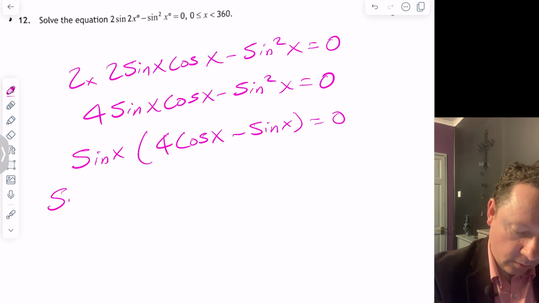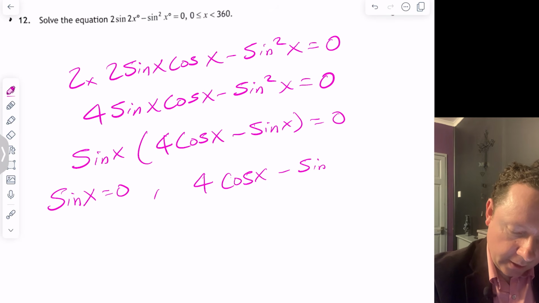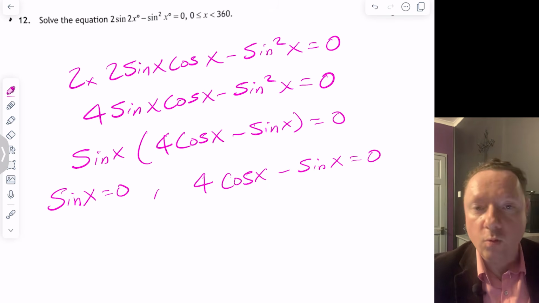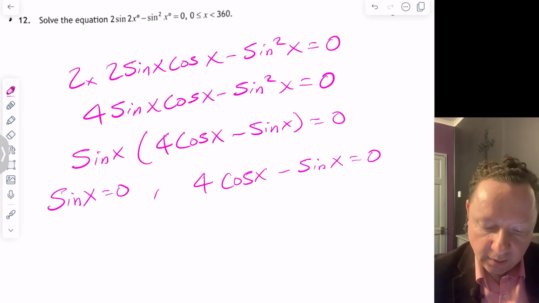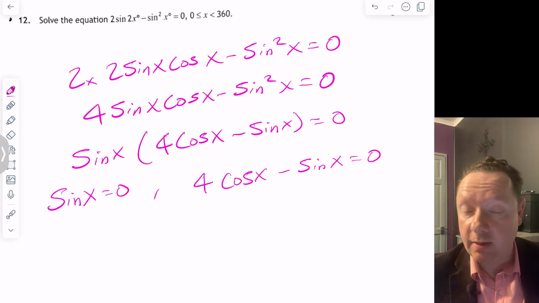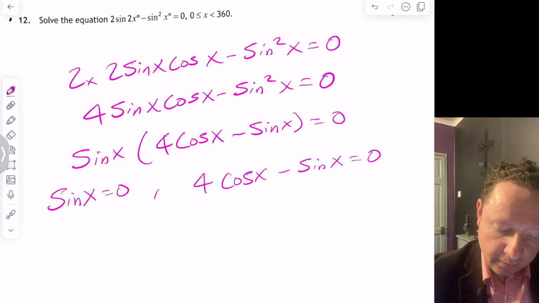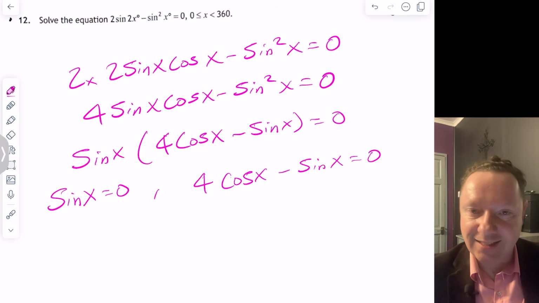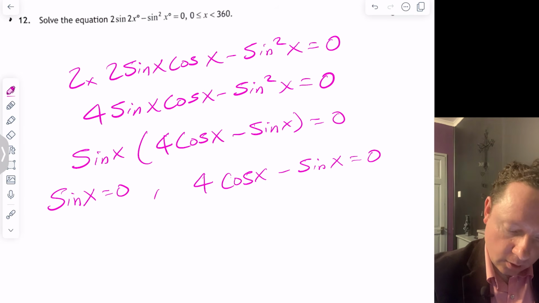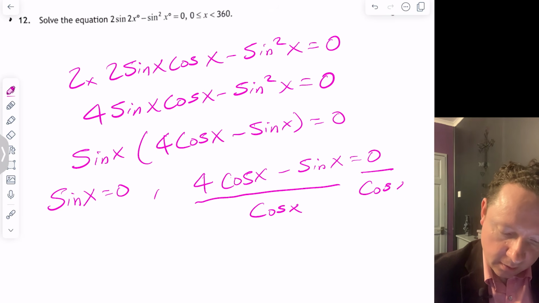So I've got sine x equals 0, easy enough there. And 4 cos x minus sine x equals 0. So I'm going to divide the whole of this by cos x, because if I divide both sides by the same thing, as that's allowed, I'll get rid of the cos x from the first term and I'll get a tan x in the second term. So there's not a bit of trick there.